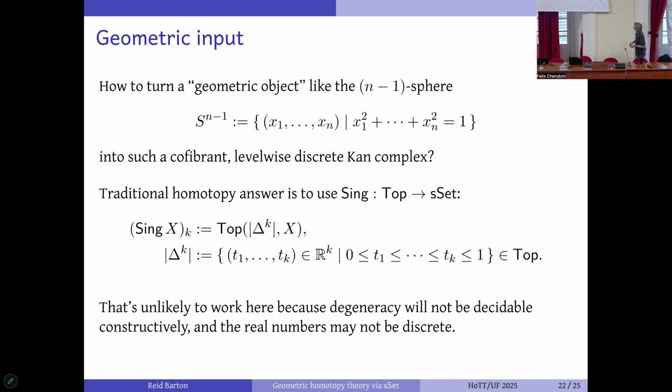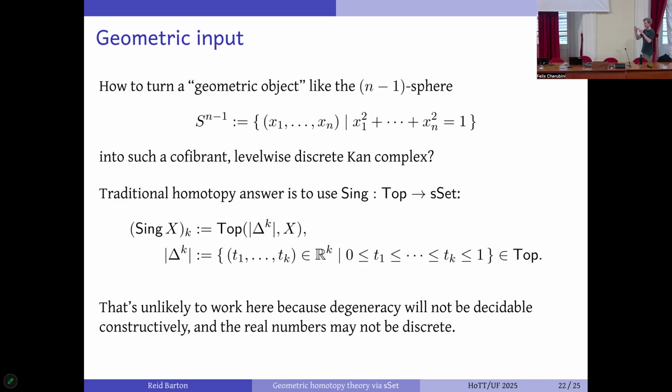Well, here's the kind of thing that I would like to do. I'm not going to go into a lot of detail about this. I'd like to take some kind of geometric object. So let me take this example from before. I'll take the n-1 sphere. And so I've written it here. It's the set of points x1 through xn such that the sum of the squares equals 1. Okay, that's the n-1 sphere.